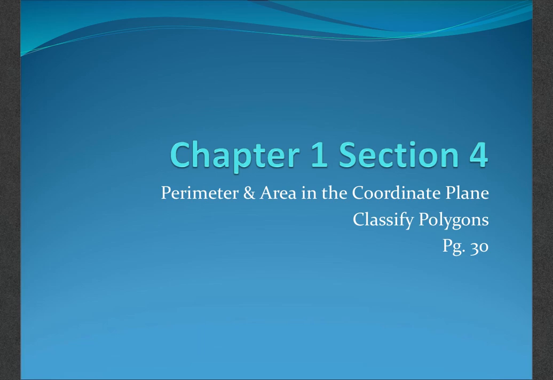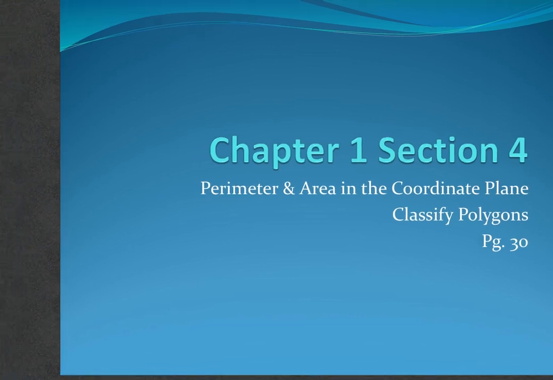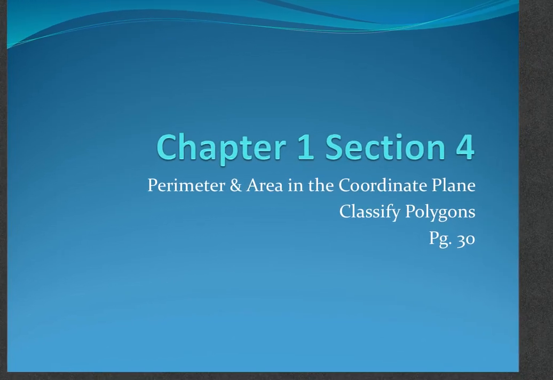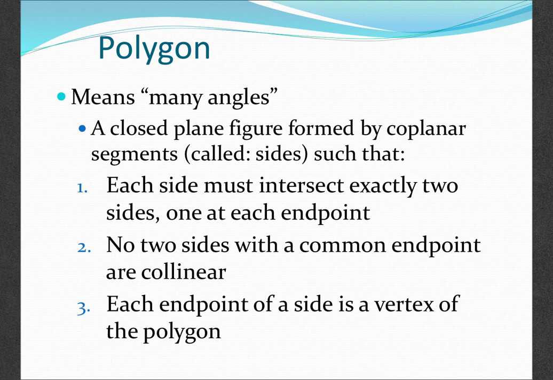This video is going to take you through the second half of chapter 1, which is sections 4, 5, and 6. Section 4 is the perimeter and area in a coordinate plane and classifying your polygons. So we start with what is a polygon.